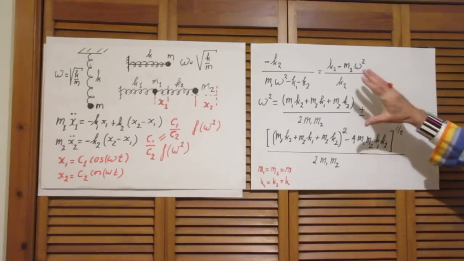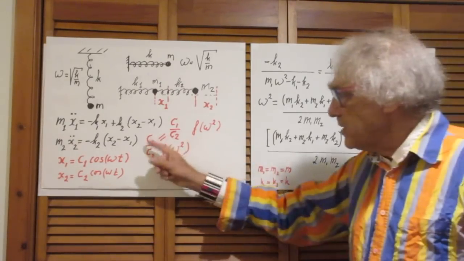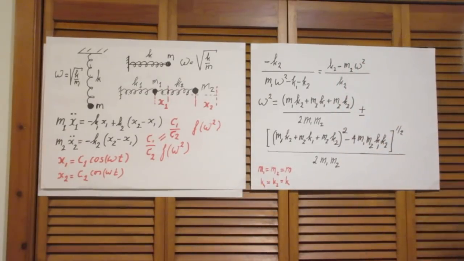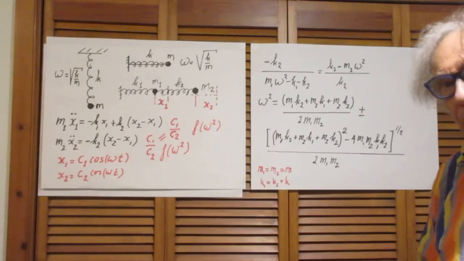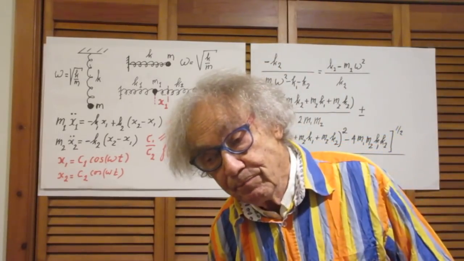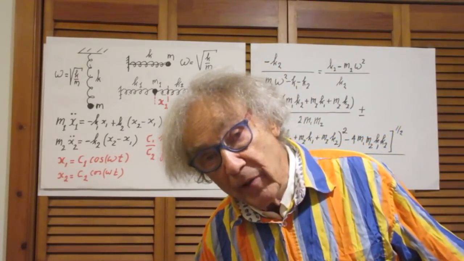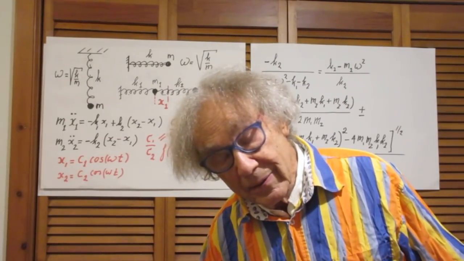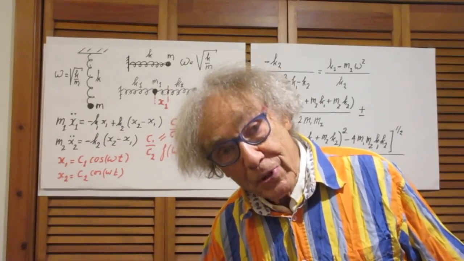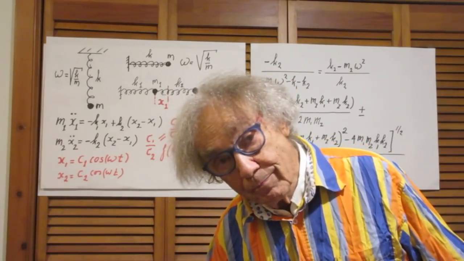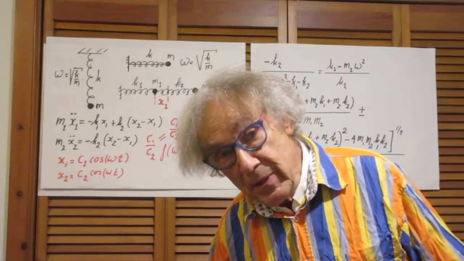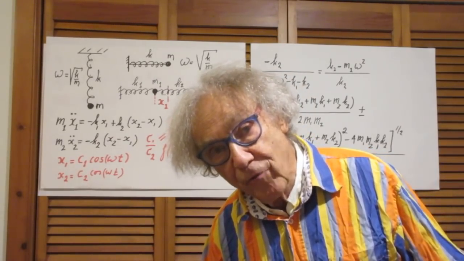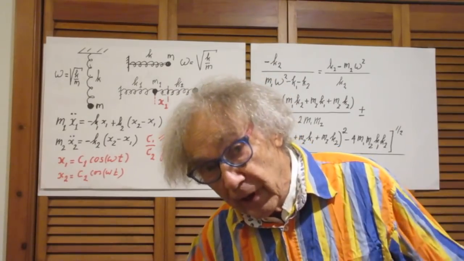So this is a little boring. That is not where the physics is. And this is just a matter of massaging to find omega squared in the way you would have done in high school. ax squared plus bx plus c is 0. x is minus b plus or minus the square root of b squared minus 4ac, the whole thing divided by 2a.